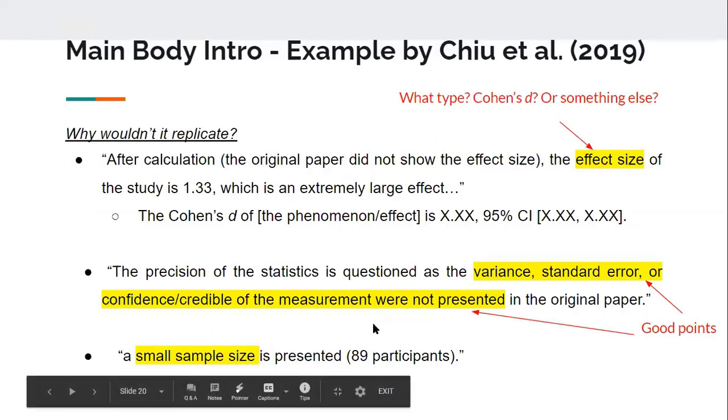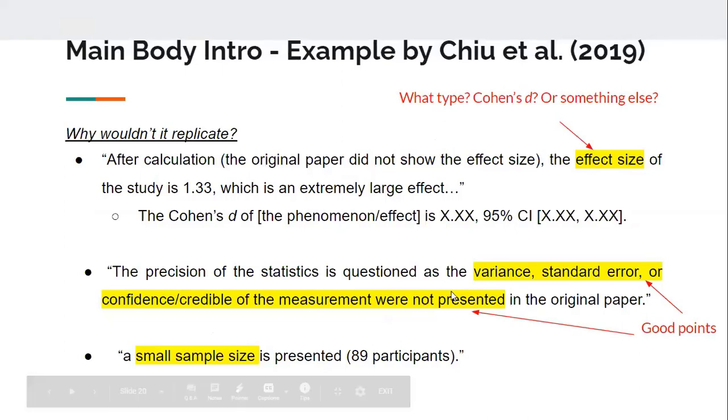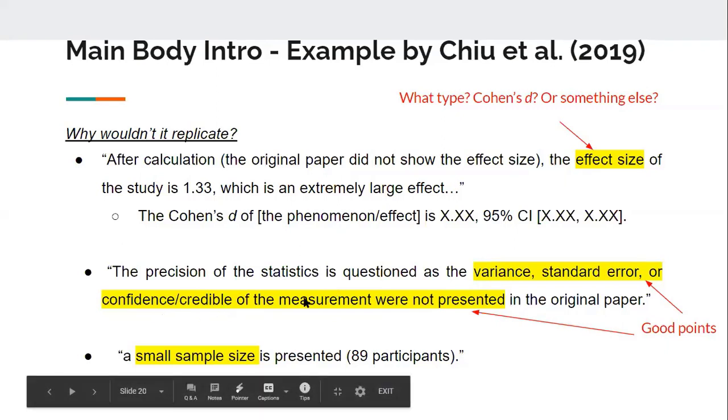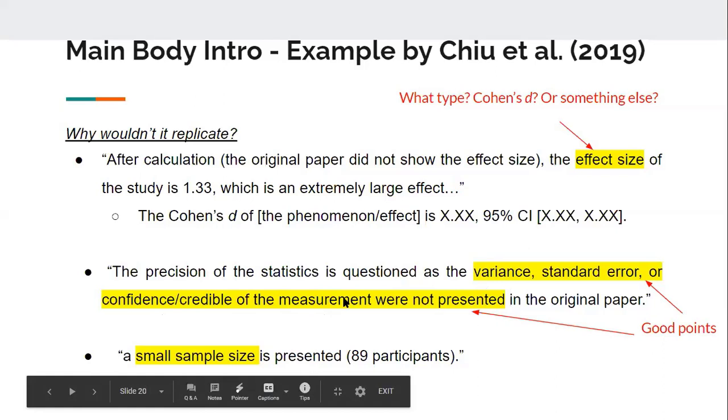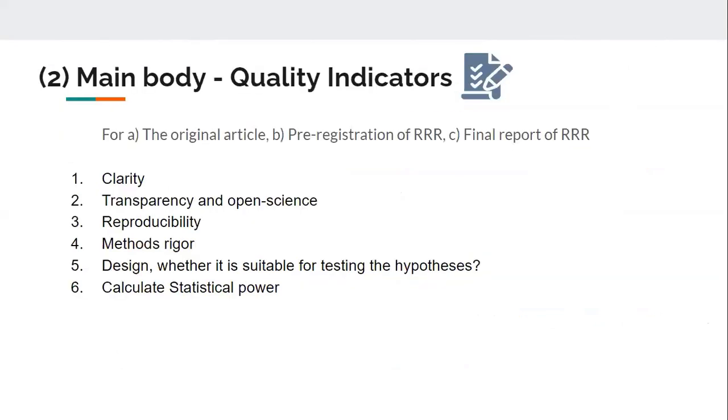The students also mentioned that many important statistics are absent in the original article. Right, the standard error, confidence, credibility of the measurement, reliability. These are great points raised by students. The lack of sample size, and the concern of small sample size.